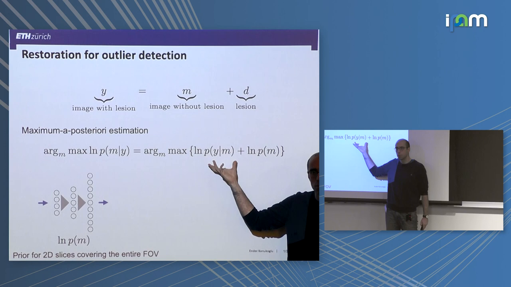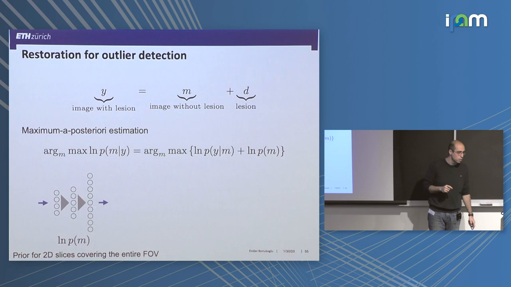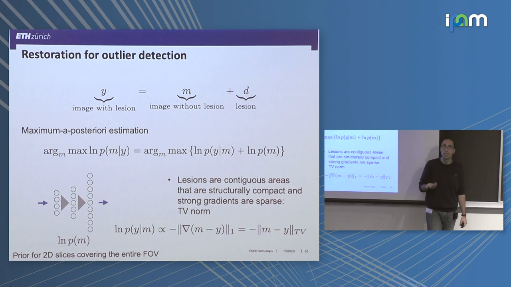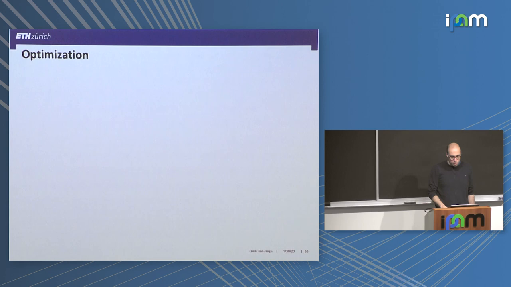So I say, you know what, brain abnormalities should be somehow close, contiguous areas. Mathematically, I have an idea of how to define it, which is basically saying that they should have a very low TV cost, okay? So then the optimization basically looks like, again, you can blame Tom, Mark, and Ben for the equations.